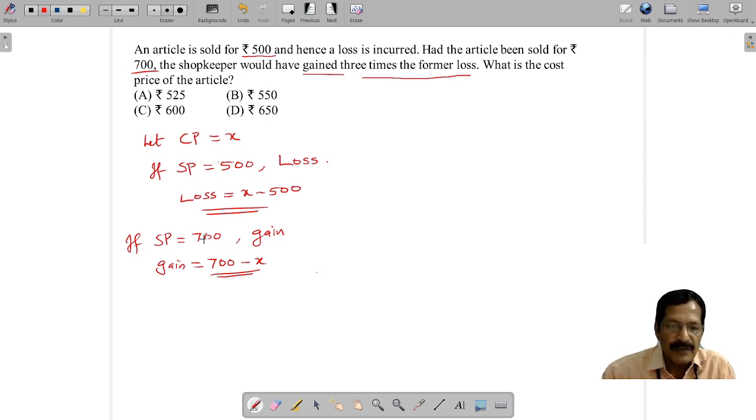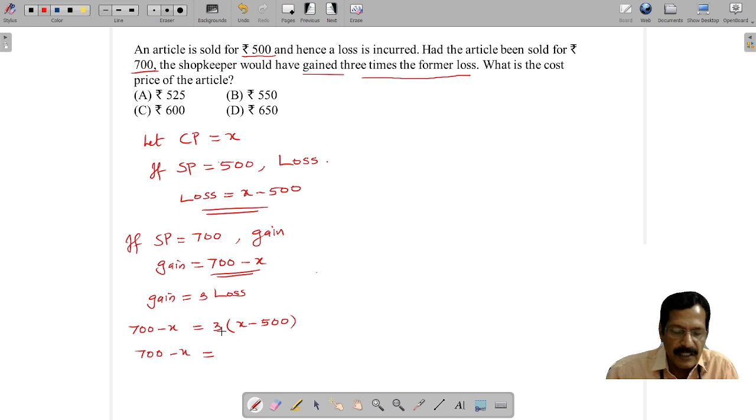Now there is a relation between these two. It's given that the gain is 3 times the former loss. So according to the condition, gain is equal to 3 times loss. Gain is 700 minus X, and that is equal to 3 times loss, and loss is X minus 500. Let us simplify it. When we multiply 3 to X as well as to 500, it is 3X minus 1500.